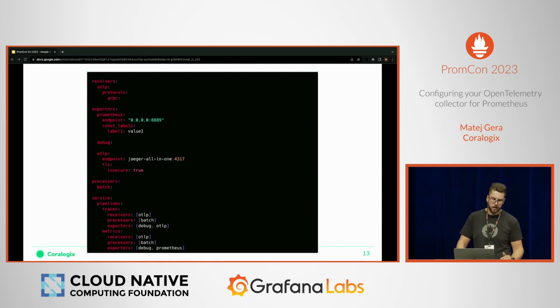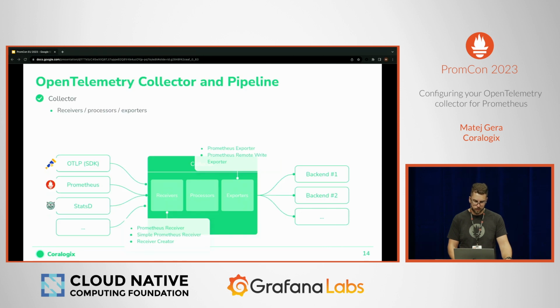So the collector and the pipeline give you the power to mix and match different types of receivers and exporters or protocols, or maybe you might want to send the telemetry data to different backends supporting different protocols, or you might even have multiple pipelines per each signal. So it really gives you that flexibility and those possibilities of manipulating the data and sending it where you want in whatever format you want.